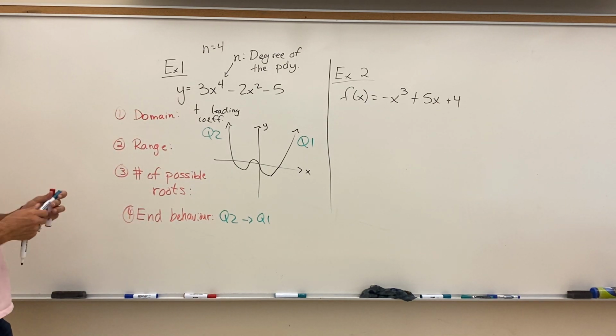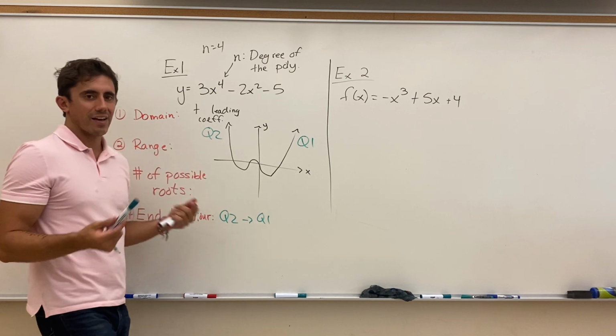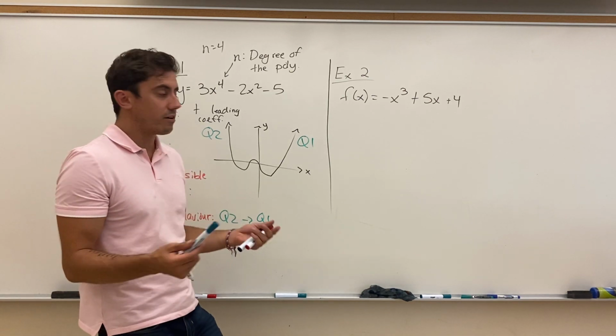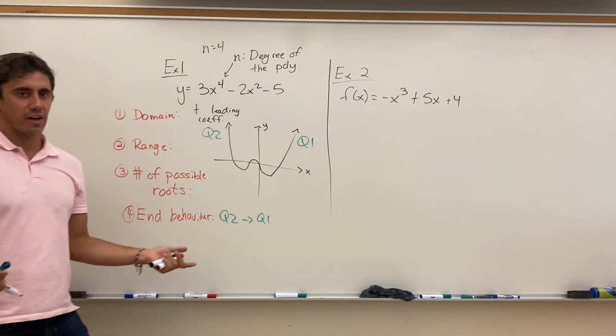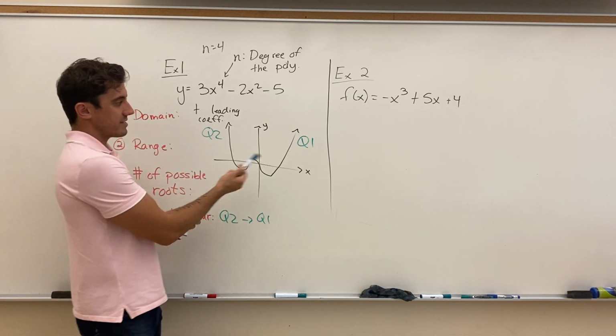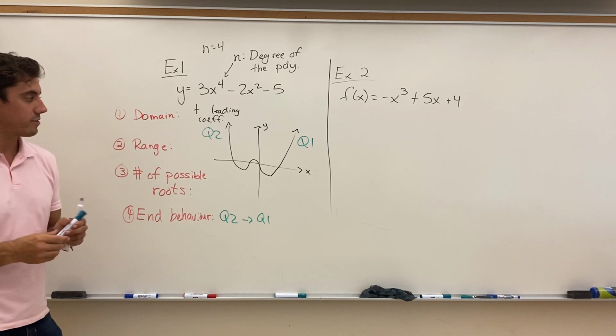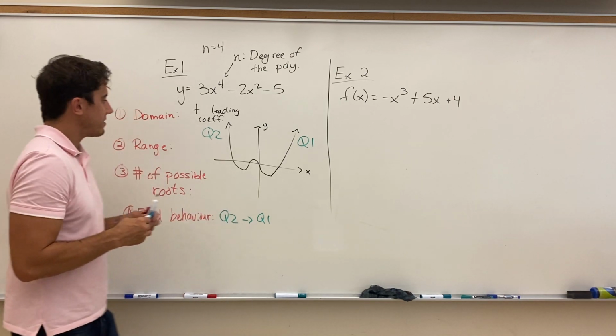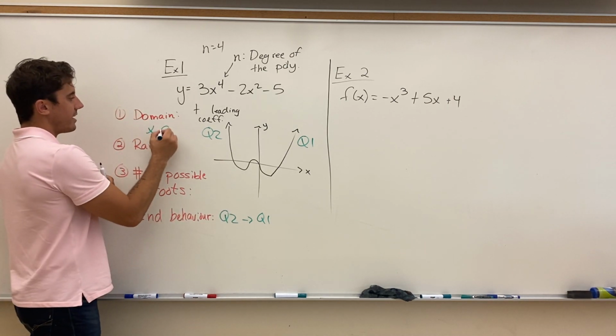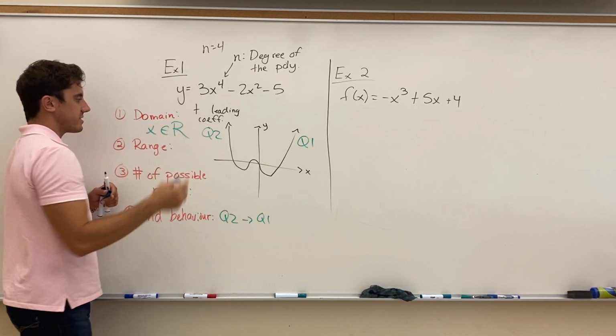Now, the domain is simply what values of x the polynomial can take on. Are there any restrictions on values of x, potentially? I don't see any at all. This is a nice smooth polynomial. There's no breaks in the polynomial. There's no values that x cannot be. And so quite simply, x can be any element of the set of real numbers.